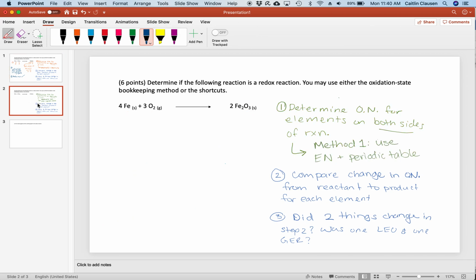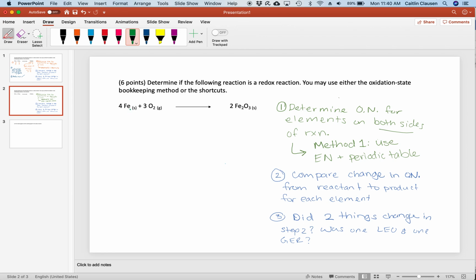The second way you could figure out this problem is going to look pretty similar. I'm going to go through Method 1 now. It's going to explain where the shortcuts come from. So for iron solid, if I'm trying to figure out the oxidation number and I have forgotten all of the shortcuts.